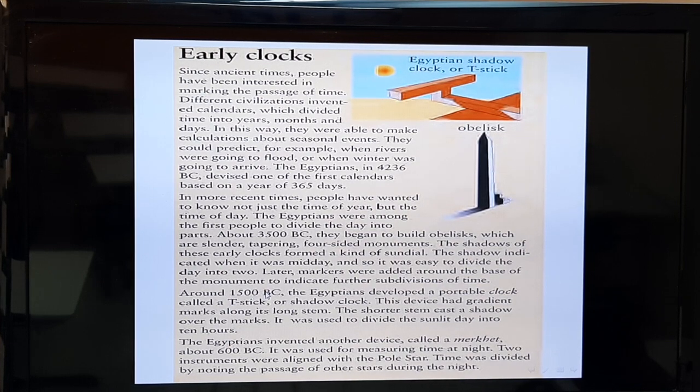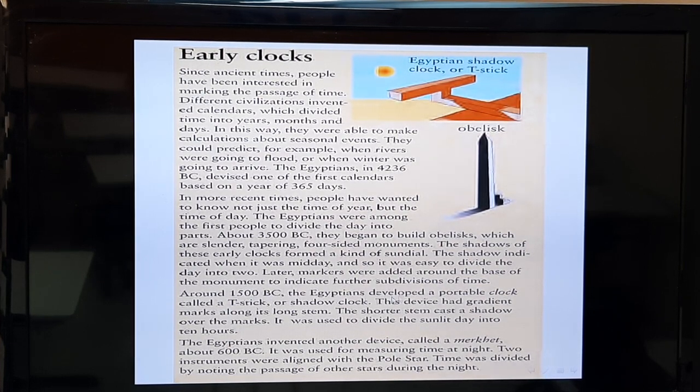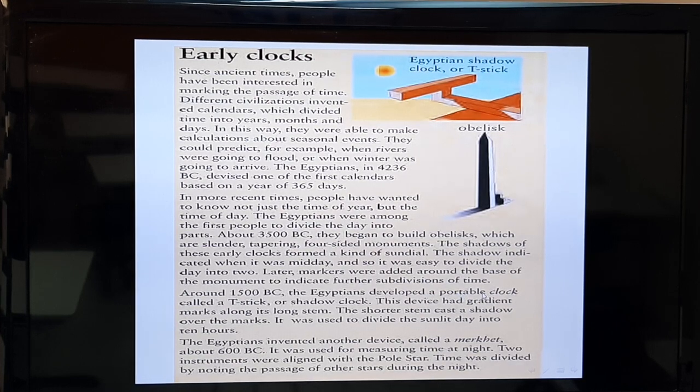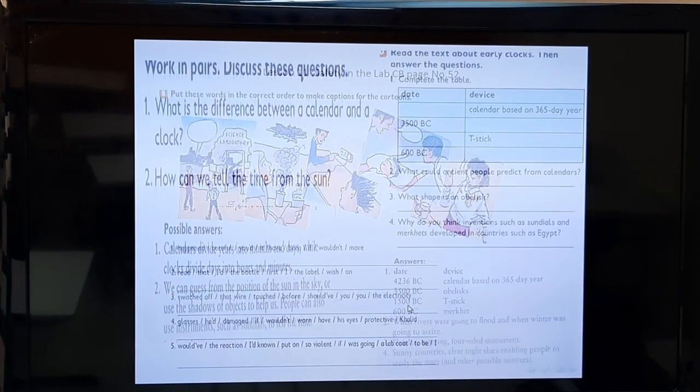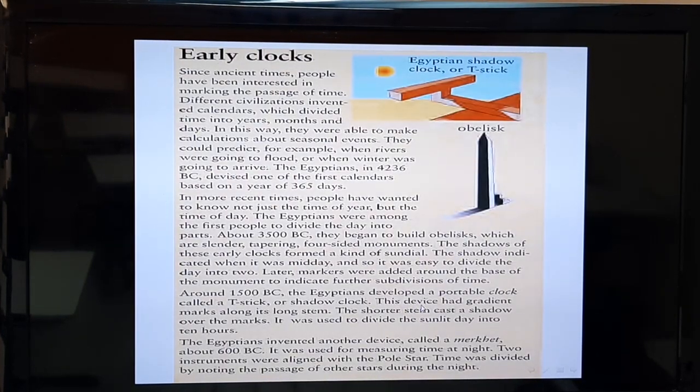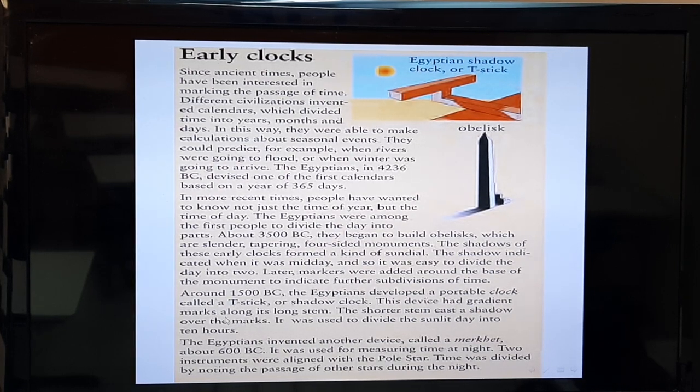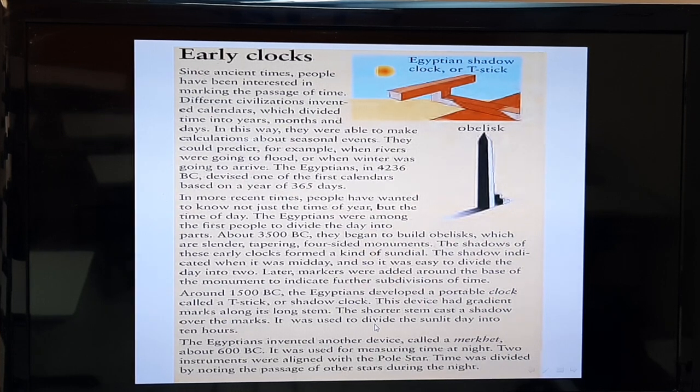Around 1500 BC, the Egyptians developed a portable clock called T-stick or shadow clock, as you see in this picture. Okay? Yes. This device had gradient marks along its long stem. The shorter stem cast a shadow over the marks. It was used to divide the sunlit day into 10 hours.